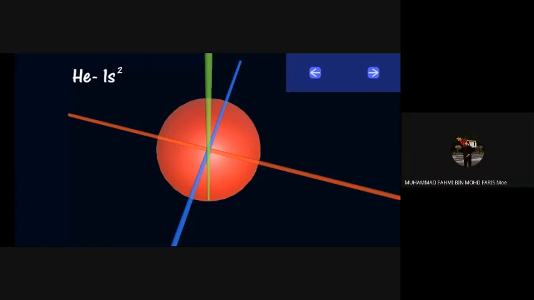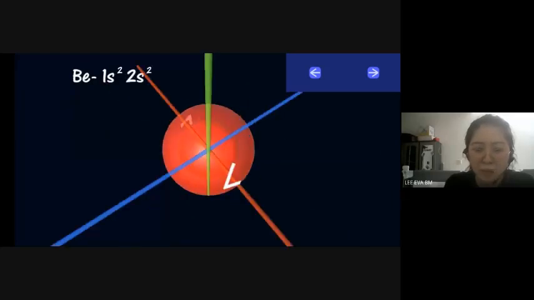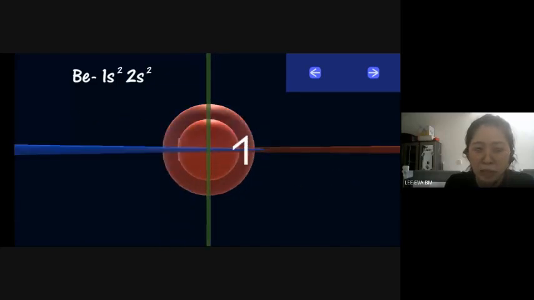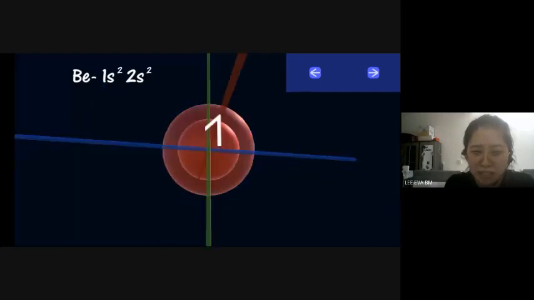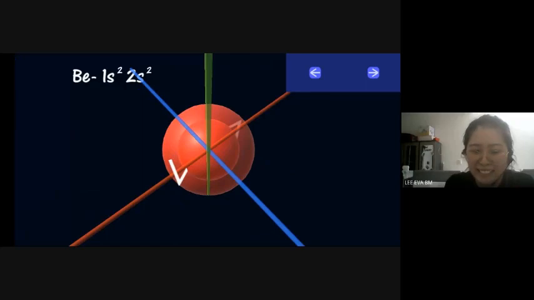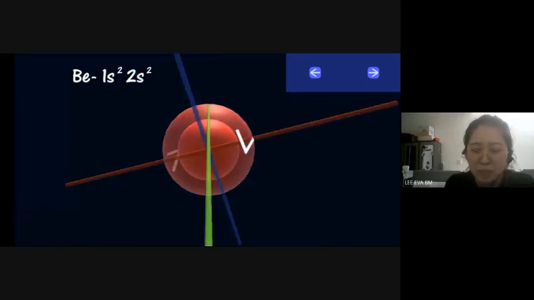Yes, madam. Satu orbital sahaja sebab 1s satu orbital. So now we have beryllium. So beryllium proton number 4. So in this case we have 1s2, 2s2. So the electrons inside. So if you can see the inner one, we have 1s. And the outer one we have 2s. So 2s2, that means there's 2 electrons.